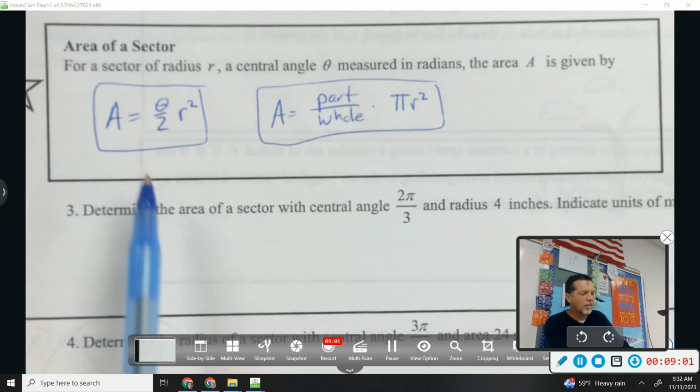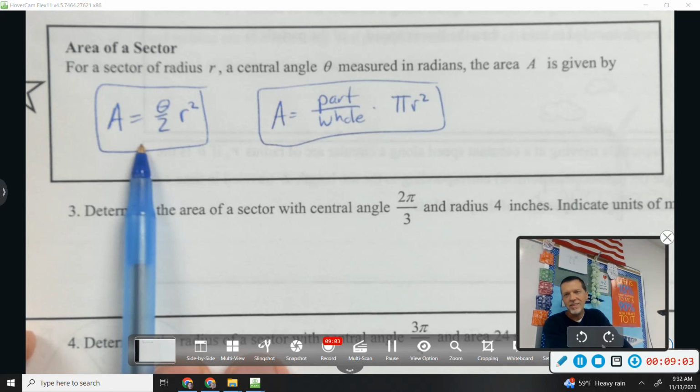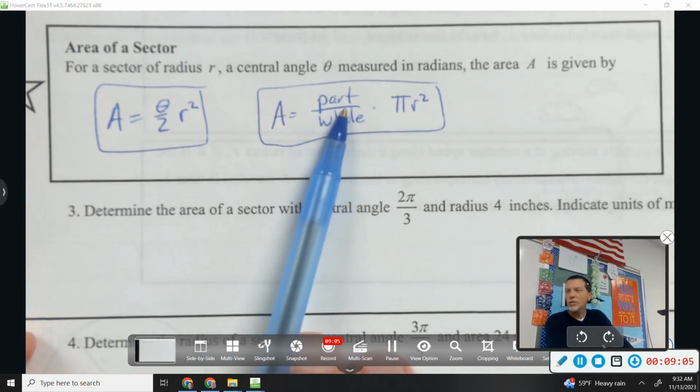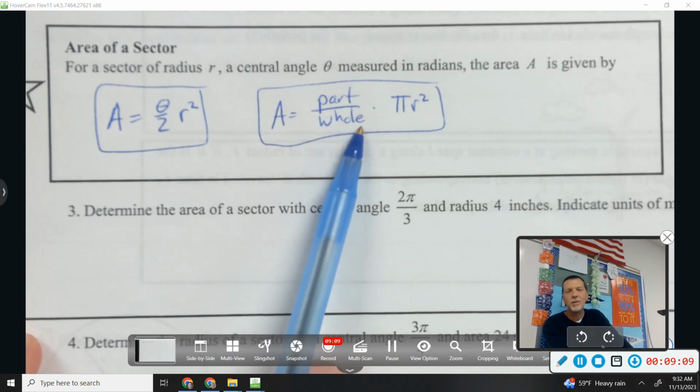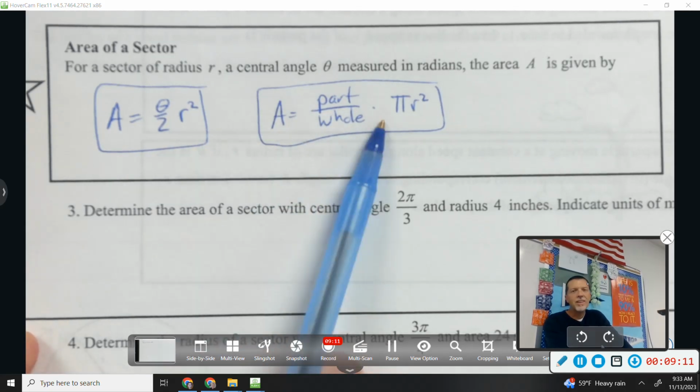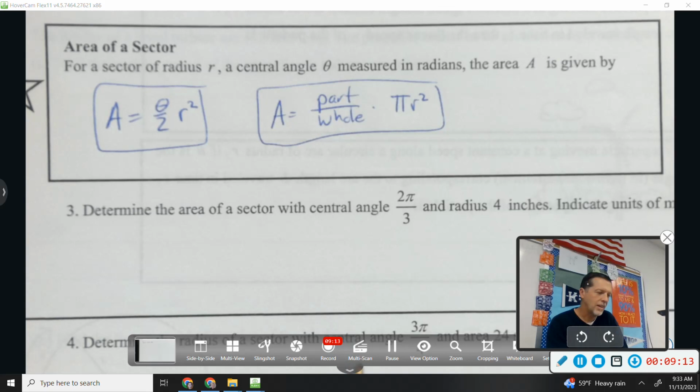I think this one's simpler, but you have to memorize it. This one feels more complicated, but in my mind that makes more sense. That's the easier concept way to go. So they say the same thing, they just don't look alike.